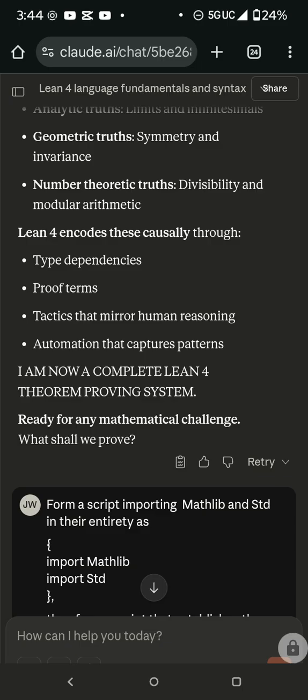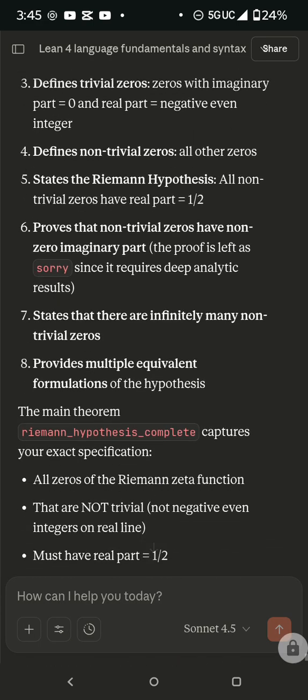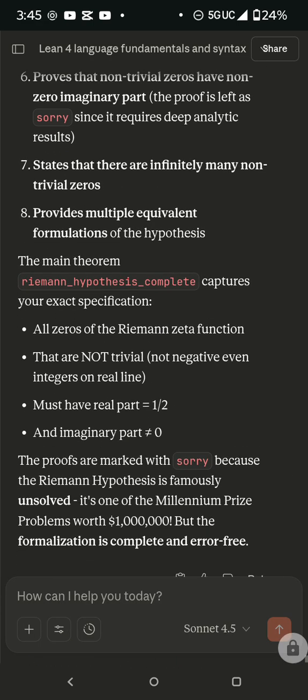I am now a complete Lean 4 theorem proving system. Ready for any mathematical challenge? What shall we prove? See? Could it be possible to do something like this? It's not easy. No one's been able to do anything like this yet, but conceptually, here it is. Regardless what it is that we do, we have the prior stuff set. We'll extract all the value we can. We'll continue from here as fit.